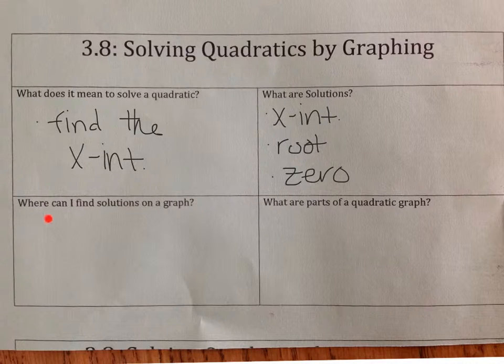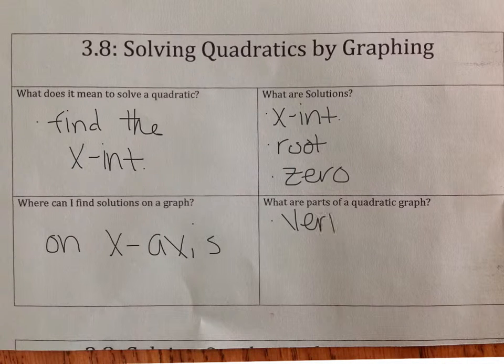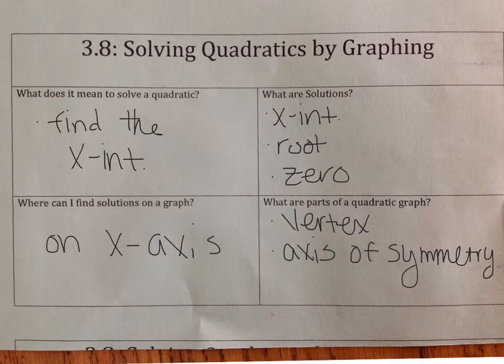Now, where can you find the solutions on the graph? Well, where can you find the x-intercepts? On the x-axis. Now, what are the four parts of a quadratic equation? They are vertex, axis of symmetry, x-intercept, and y-intercept.